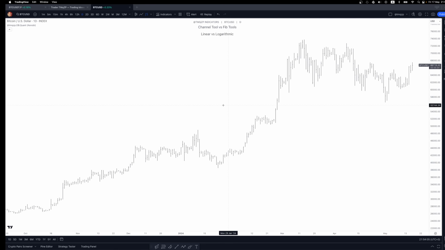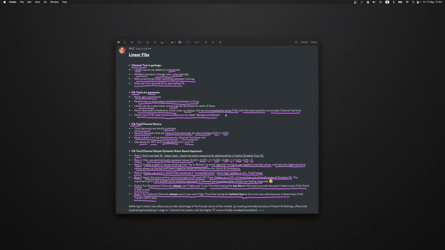All right, that pretty much covers it, I think. 40 minutes. Ooh, all right, time to wrap it up then. So basically I adhere to these rules and take advantage of the fractal nature of the market, right? And then by creating a standard version of the Fib settings, like I showed you, and how you can predict the whole fractal upwards by just multiplying the range over and over and over again, you effectively duplicate the range or channel into stacks until the higher time frame move is finally revealed or completed, right? This is basically what I showed you here.